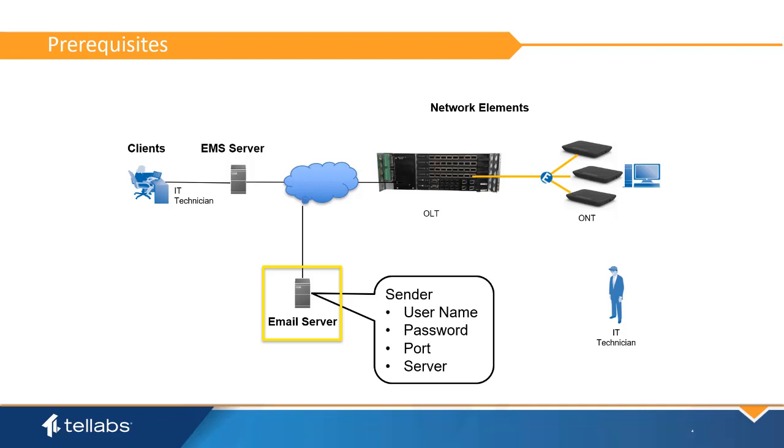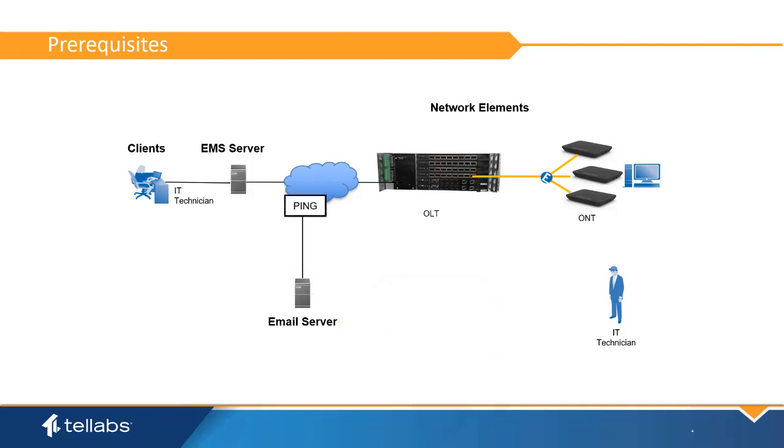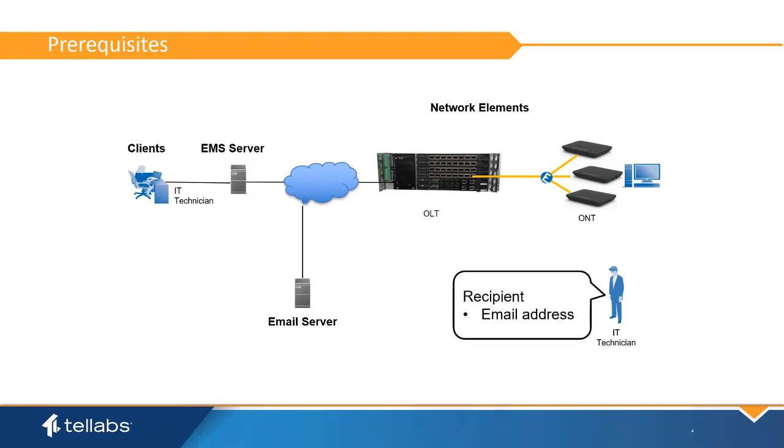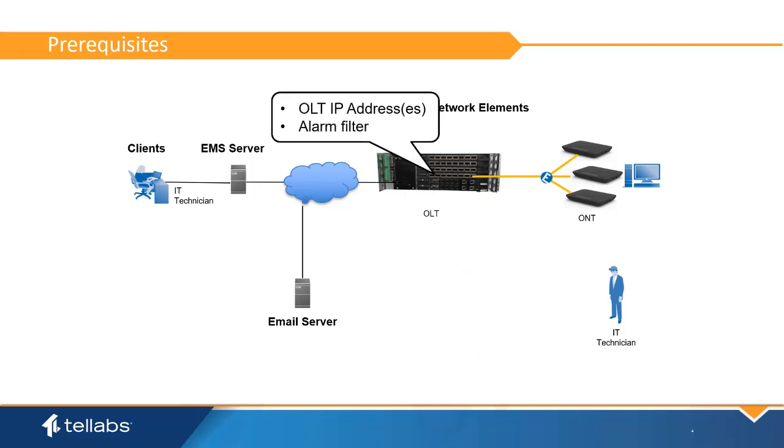The Alarm Monitor also supports the use of a failover SMTP server in case notifications via the primary server have failed. The EMS server must be able to ping the domain of the SMTP server. Also identify the email address of the recipient of the alarms. And lastly, identify the network elements and alarm types that need to be monitored.